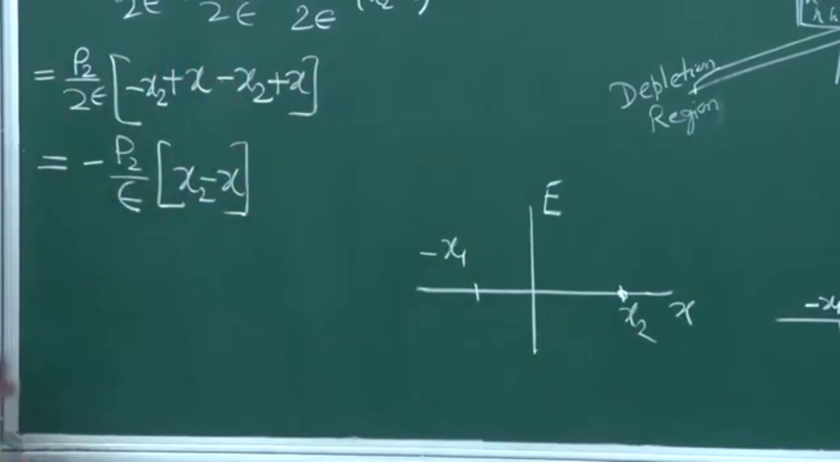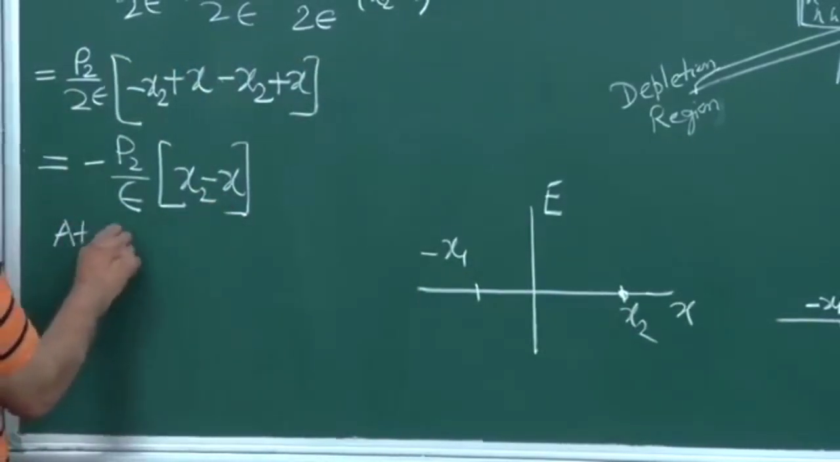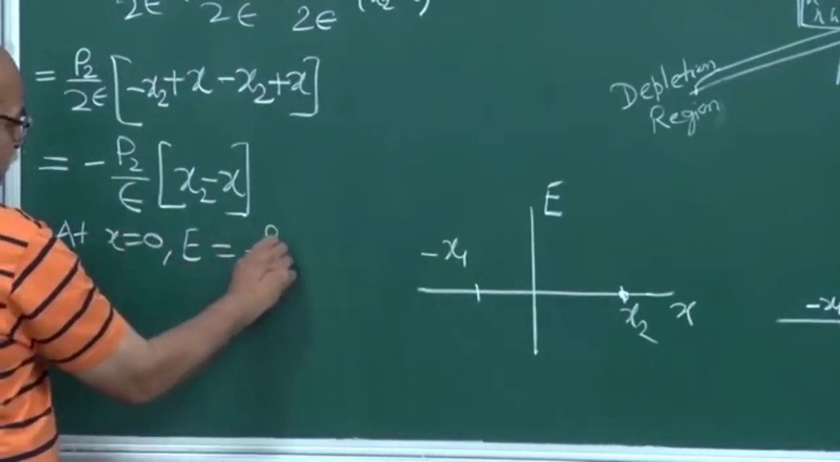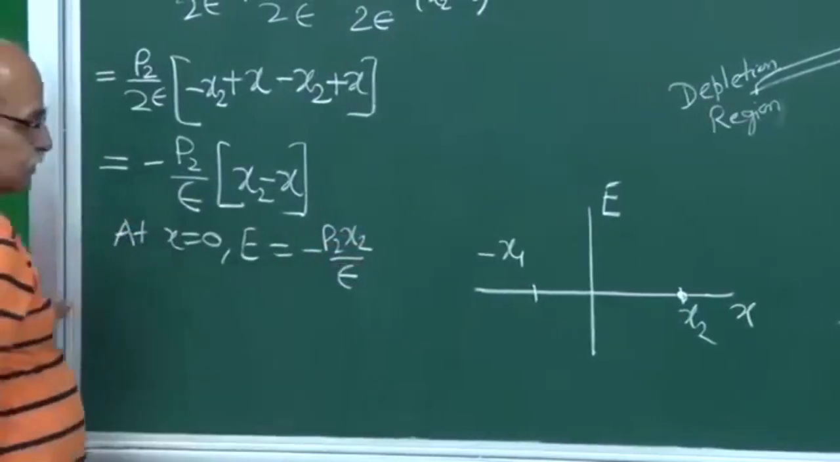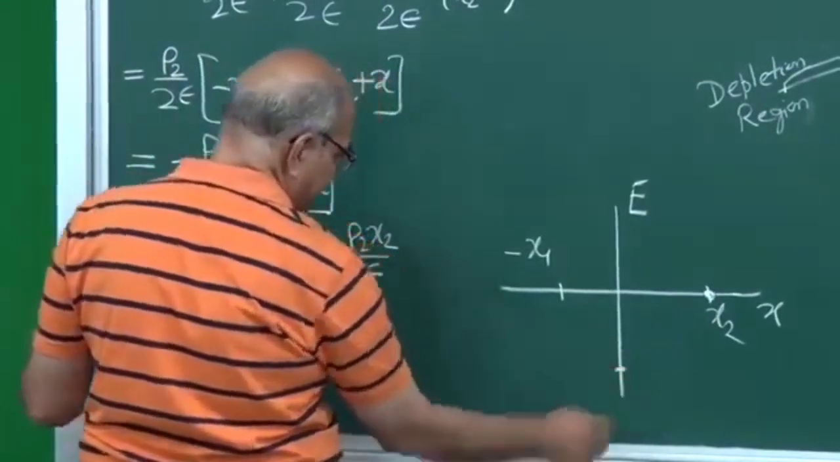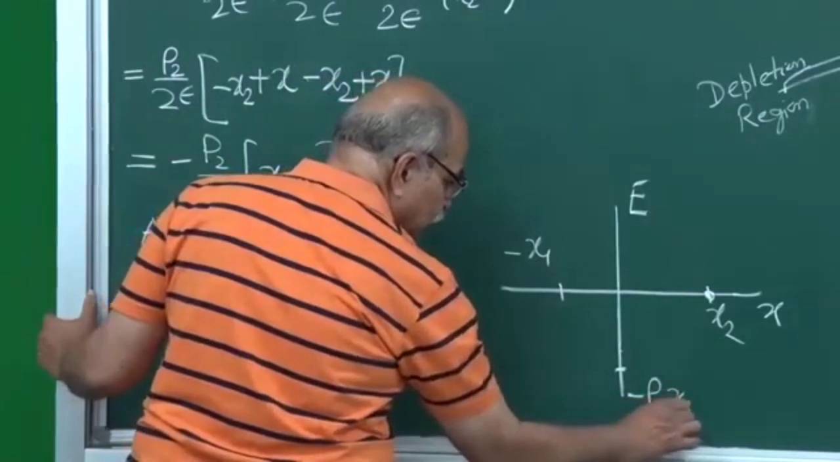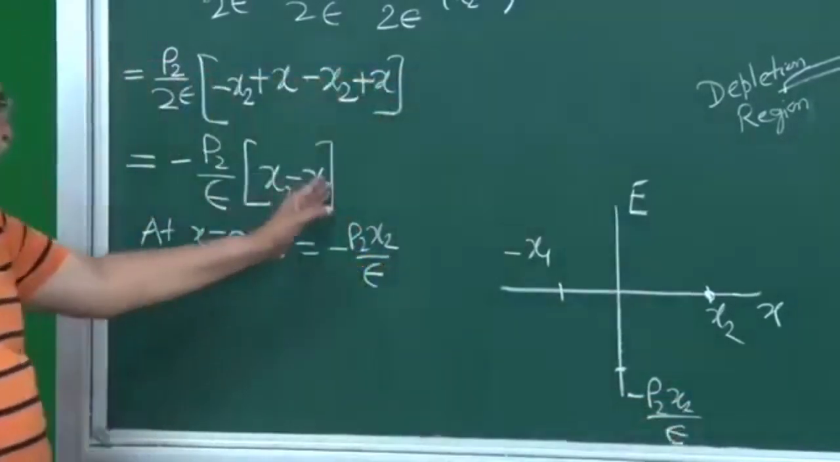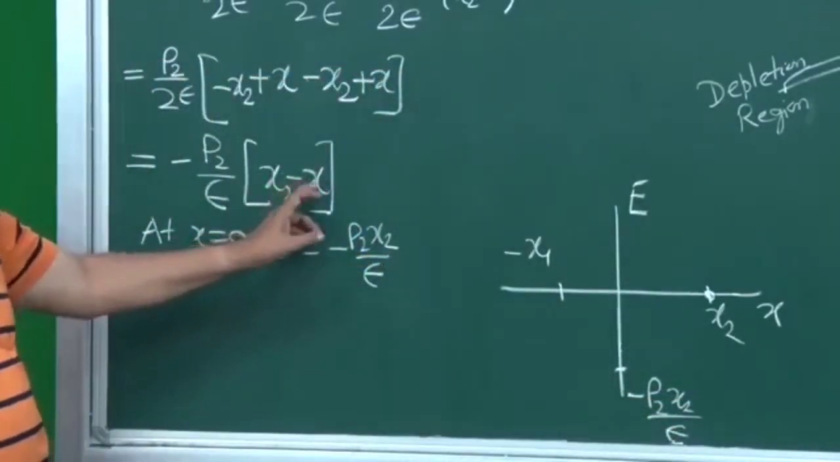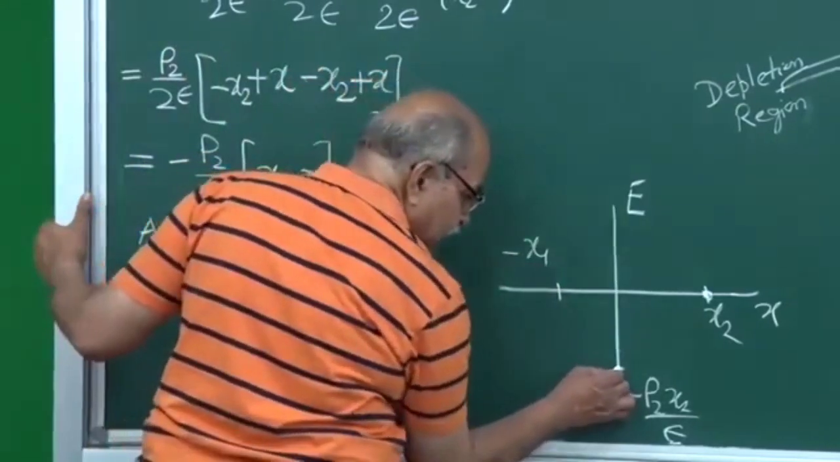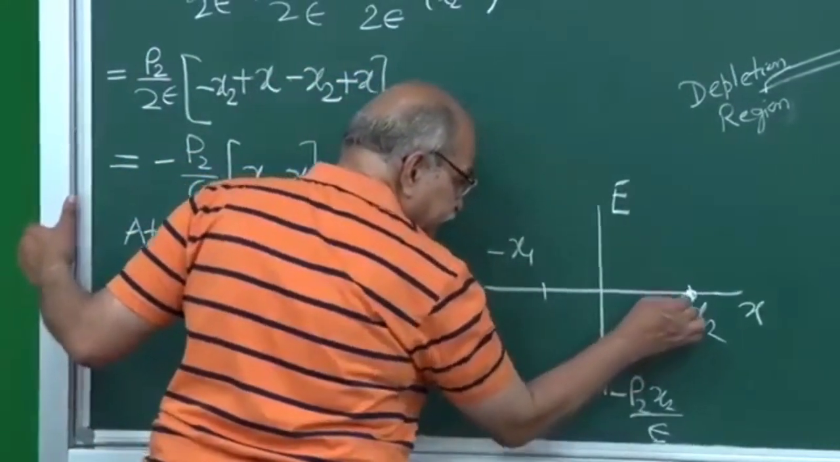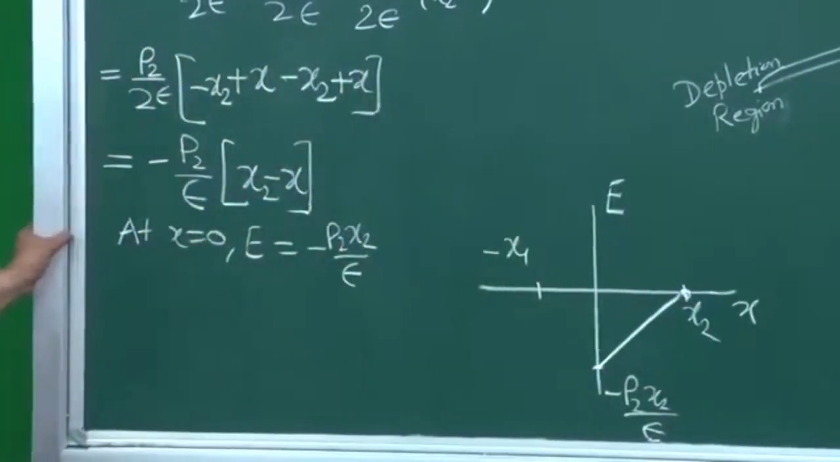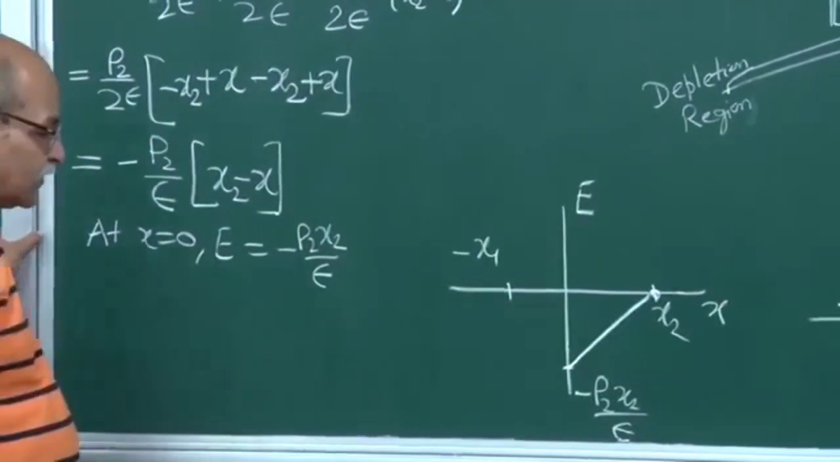And how much will be the electric field at x equal to 0? At x equal to 0, E will be minus rho 2 x2 over epsilon. So it will be somewhere here. This is the point. Let us say this is minus rho 2 x2 over epsilon. And then it is linear in x, so it has to be a straight line, and therefore you can join these two. This is the electric field on this positive x side.